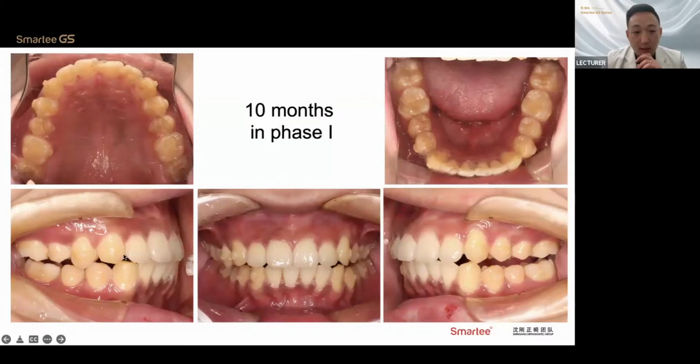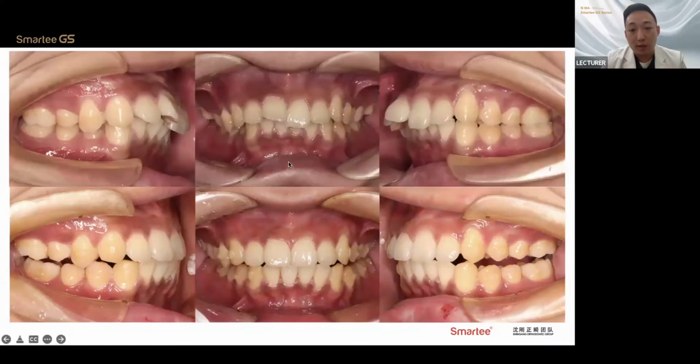And on the left side, there's still some open bite here on the posterior segment. That's the task for us in phase 2. And you can see that that's changed a lot. The deep bite problem is solved, and also the crossbite problem is solved in phase 1.